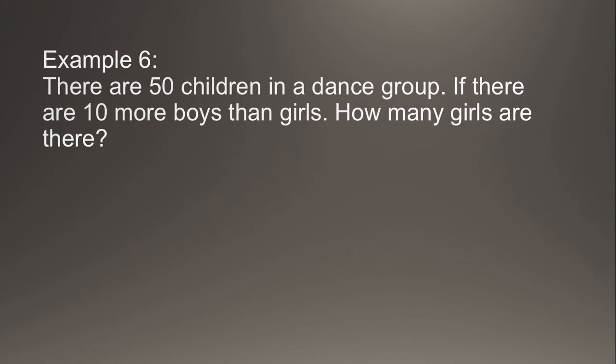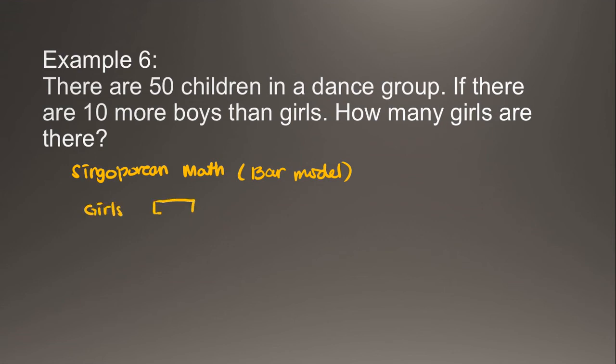Okay, for example number 6, this would be our last example. There are 50 children in a dance group. If there are 10 more boys than girls, how many girls are there? So we're going to use a model here. I researched about it and I saw a simple model used by Singaporean elementary students. It is called a bar model. What we will do is draw bars. For the girls, we draw one rectangle and then another rectangle for the boys.